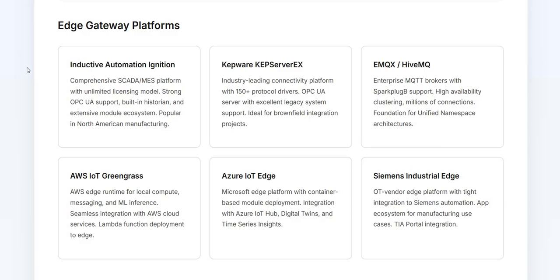And message brokers emphasize scale and publish subscribe patterns. And cloud-aligned runtimes push compute closer to machines while staying managed centrally. And vendor-specific offerings integrate tightly with their automation ecosystems. The right choice depends less on features and more on existing assets and operational constraints.